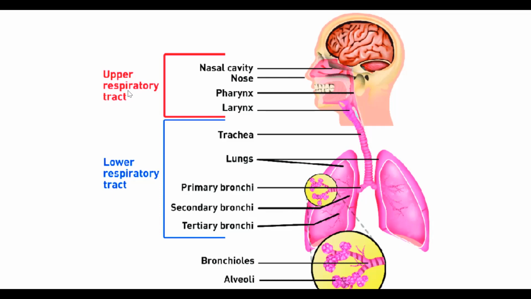Respiratory, the respiratory system. So you have the upper respiratory tract and you have the lower respiratory tract. And everything here has to do with you inhaling the oxygen and exhaling the carbon dioxide. Good. Let us begin by looking at the different parts of the respiratory system. We're going to take our time.